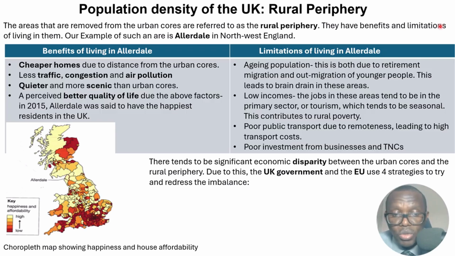Another limitation that we'll discuss here is low incomes. The jobs in these areas tend to be in the primary sector of industry. And obviously those jobs will pay a lot less. So if you're working in farming or fishing, then you're likely to be paid a lot less than somebody who is working in another sector, especially in the tertiary sector. The jobs are also in tourism, and tourism also tends to be seasonal in such areas and does not pay as much.